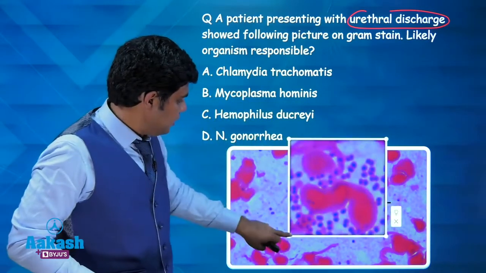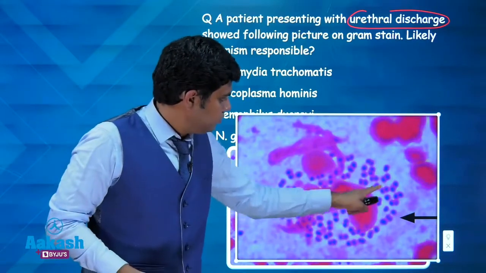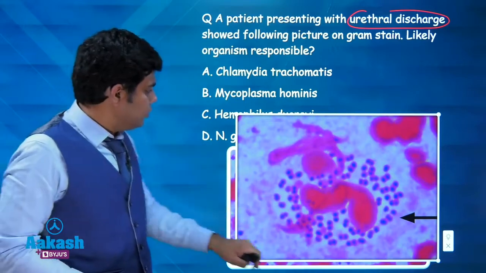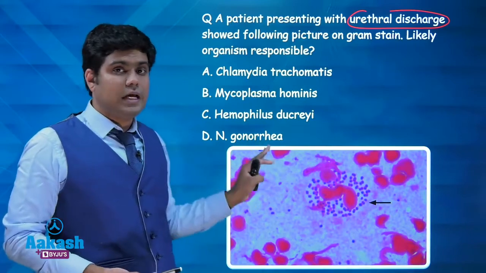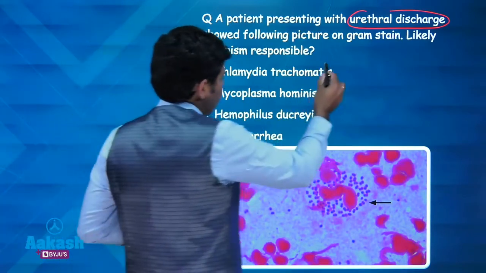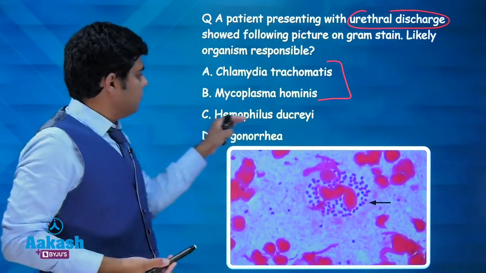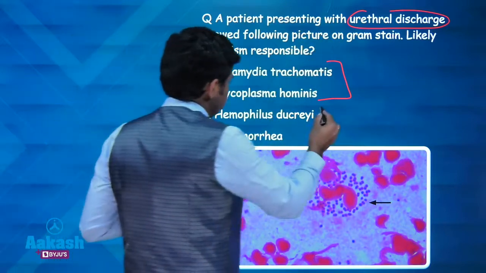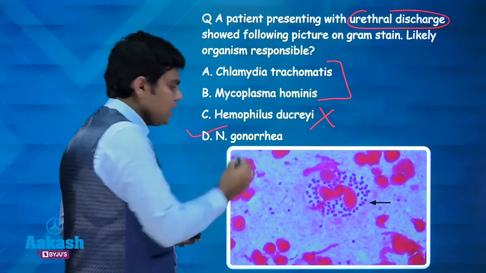So here we can see gram negative diplococci, 2 in number, intracellular in the neutrophils, along with neutrophils in the background. So this is a case of what? Is this chlamydia? Is it mycoplasma? No, they are not usually visible on microscopy. Haemophilus ducreyi, will it cause discharge? No, it will cause genital ulcer. So it is ruled out. Answer is gonorrhea. So the answer is Neisseria gonorrhoeae.